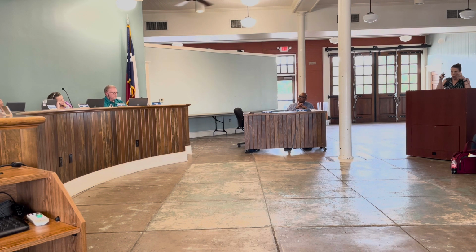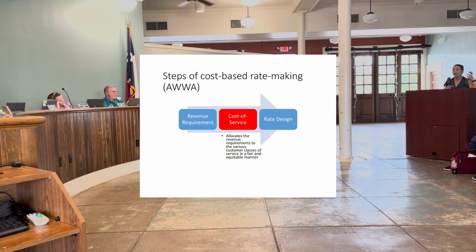So the cost of service component takes all of that revenue requirement, the money that we need, and then allocates it to the various customer classes in a way that is fair and equitable. So the share paid by residents, the share paid by businesses, the share paid by people with a ginormous water meter, and the share paid by people with little water meters. So we've got standard costs that are the same. So we talked about water loss.